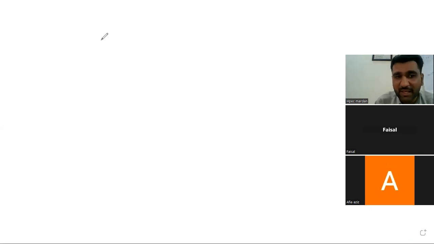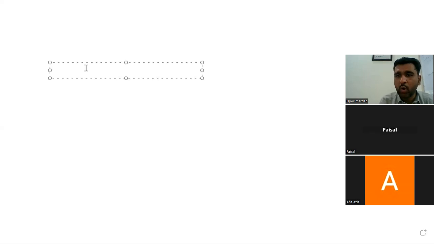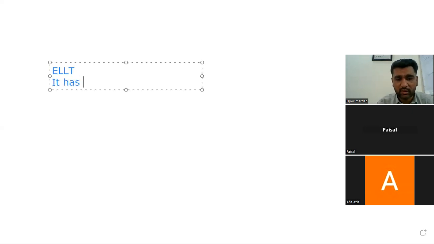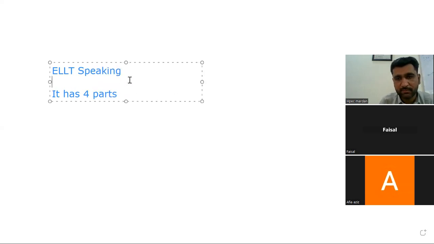So the first thing you really need to understand is the method, the parts of the test, which we also call the Oxford test. It has four parts in speaking. How many parts does it have? Four parts. Four parts.